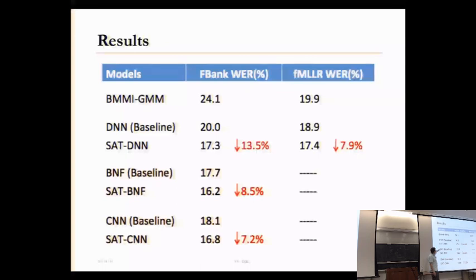And if we apply the SAT I-vector adaptation technique, we're going down to a word error rate of 16.2%. Gives us another 8% word error rate reduction. If we do it with convolutional neural networks, we start out with 18%, and we get a word error rate of 16.8%, a 7% reduction.